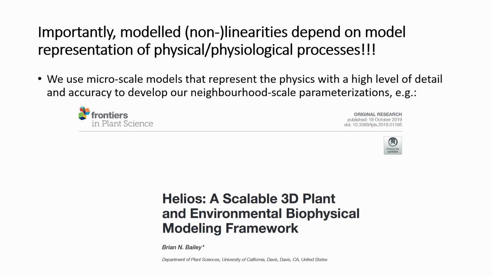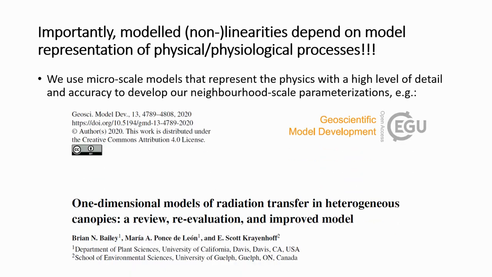And the way we've been approaching this in the last few years is using microscale models, high fidelity microscale models to develop our neighborhood scale parameterization. So working, for example, with Brian Bailey at UC Davis with his Helios model, and looking at essentially how tree crowns are organized or distributed spatially in the horizontal. How does that affect the effective amount of radiation that passes through those tree crowns to ground level? So this informs our crown scale clumping relations in BEP tree.